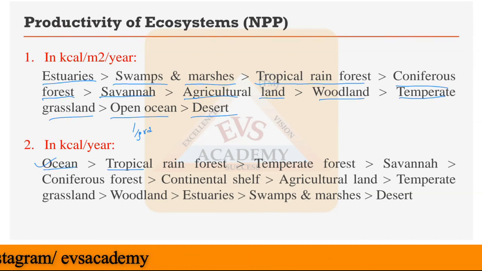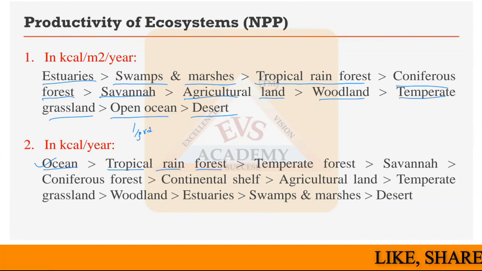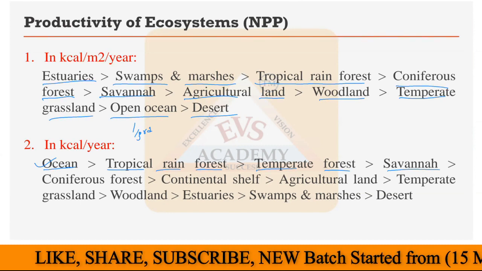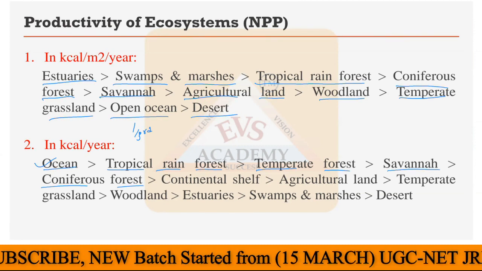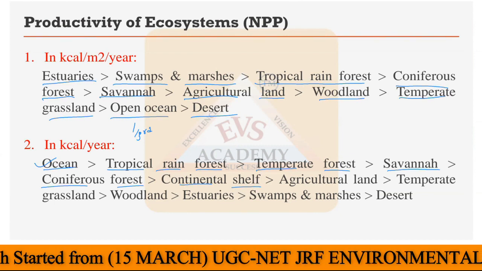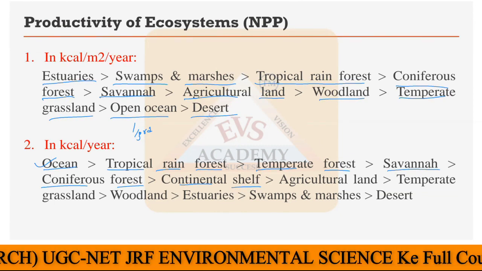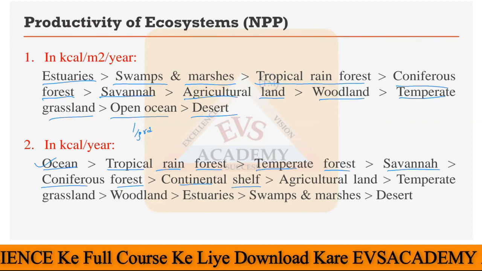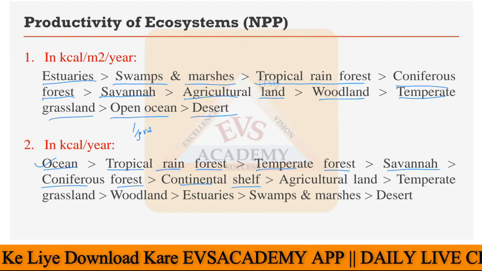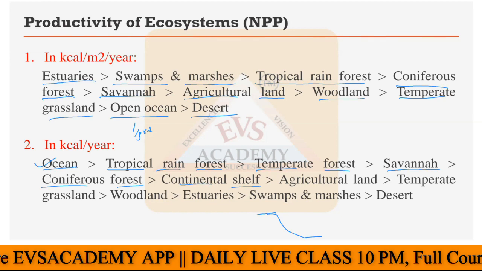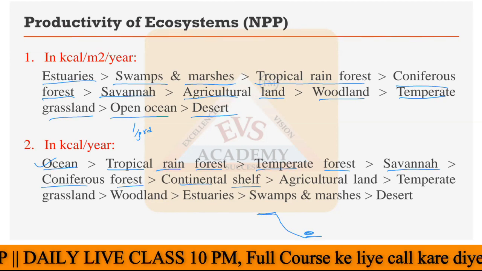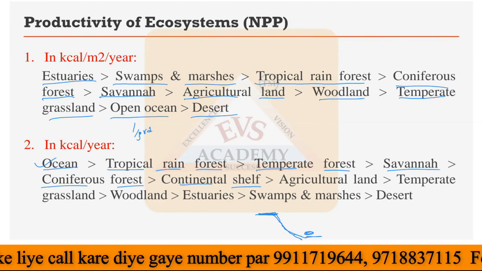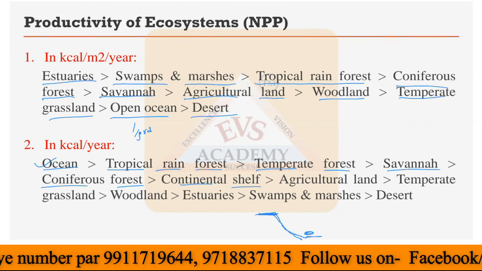Next second would be the tropical rainforest, because it has the second highest area. Then the temperate forest, then the savanna area, then the coniferous forest, then the continental shelf that we have seen in the ocean classification. There, the different areas are divided: continental rise, continental slope, and continental shelf. This area is called the continental shelf area.